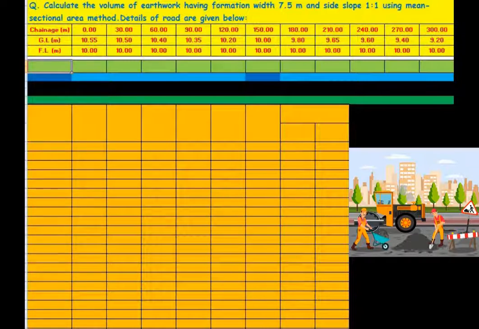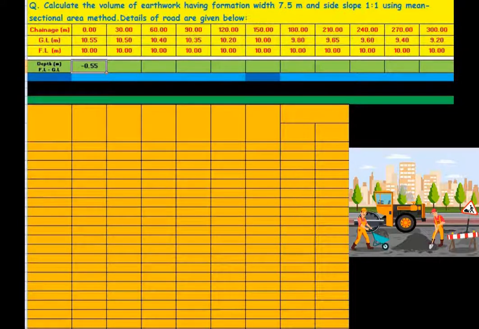In the mean sectional area method, we first find out the average area and then multiply that average area by the length to find out the volume of earthwork in cutting or filling. The first step is to find the depth, which is the difference of formation level and ground level. These are given in the question. For the first station, the ground level is 10.55 and formation level is 10, so the difference is 10 minus 10.55, which is minus 0.55.